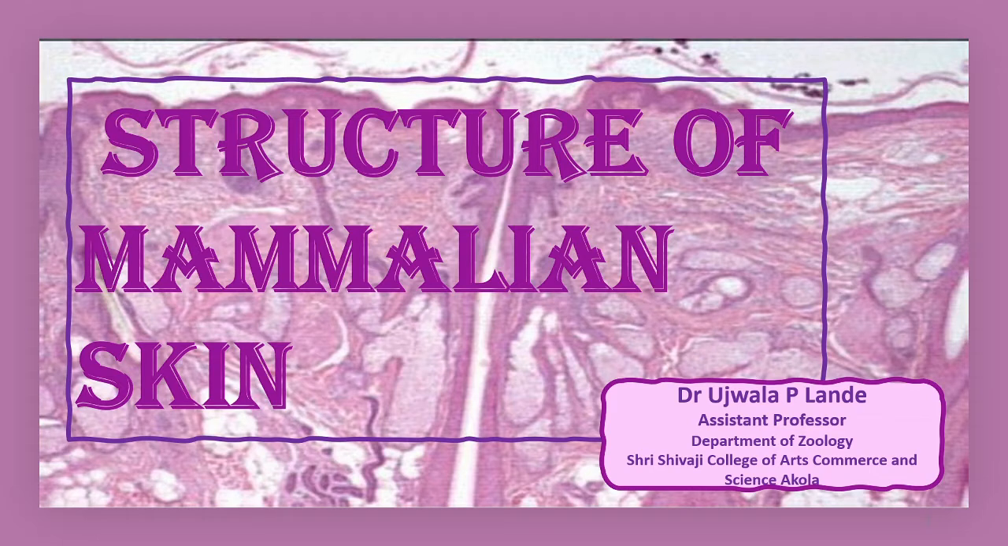The topic for today's discussion is structure of mammalian skin. Now students, you know that skin is the outermost covering of the mammalian body and it is the largest organ in the body. It is about 1.5 to 2.0 square meters in an average adult. In humans, the whole surface of the body is covered by the skin, which has sparse growth of hair. The skin is around 1 to 2 millimeters in thickness.